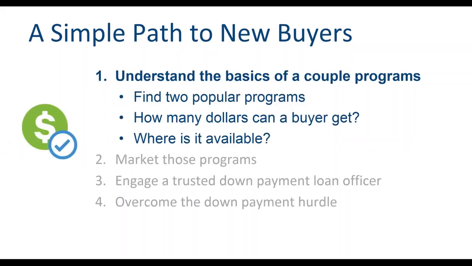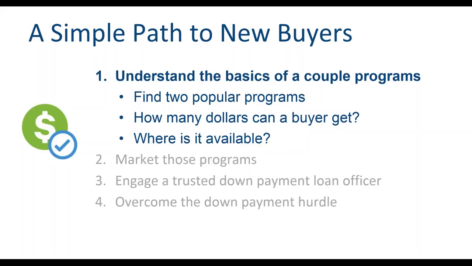Find 1 or 2 or maybe 3 popular programs. Let's go with 2. Find 2 popular programs: 1 down payment, 1 tax credit, right? Understand how many dollars the buyer can get and understand where it's available. With that, as a realtor, you can start the conversation. You don't have to know FICO, DTI, income limits. It doesn't matter. You're starting the conversation, right? All that stuff is for down the road later, probably with the lender.